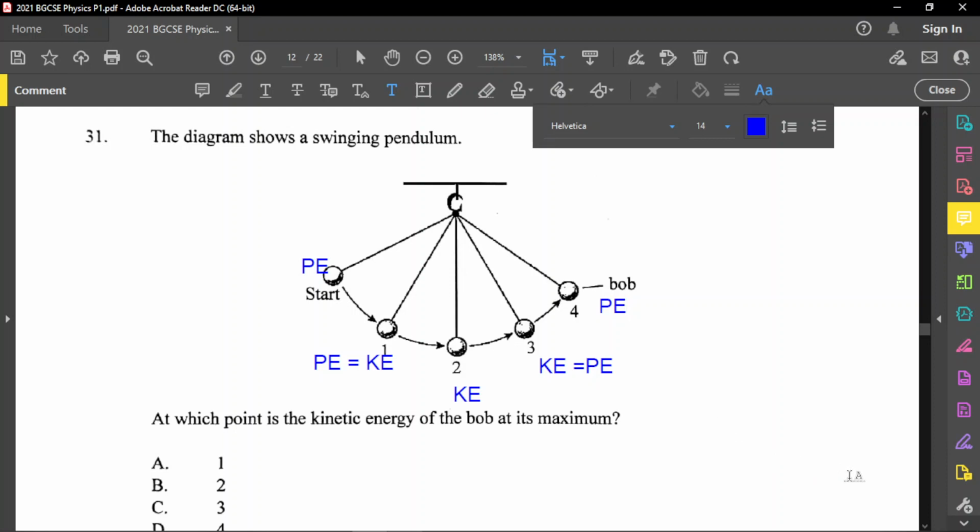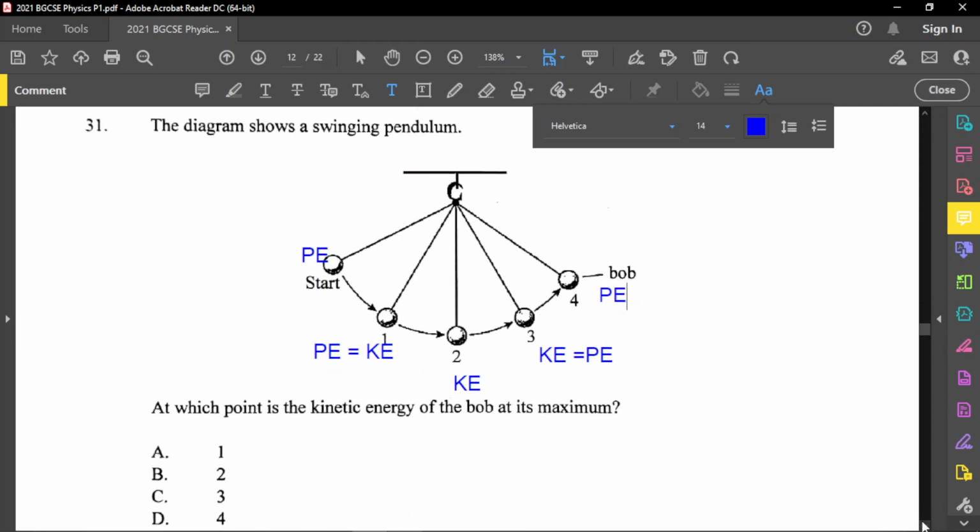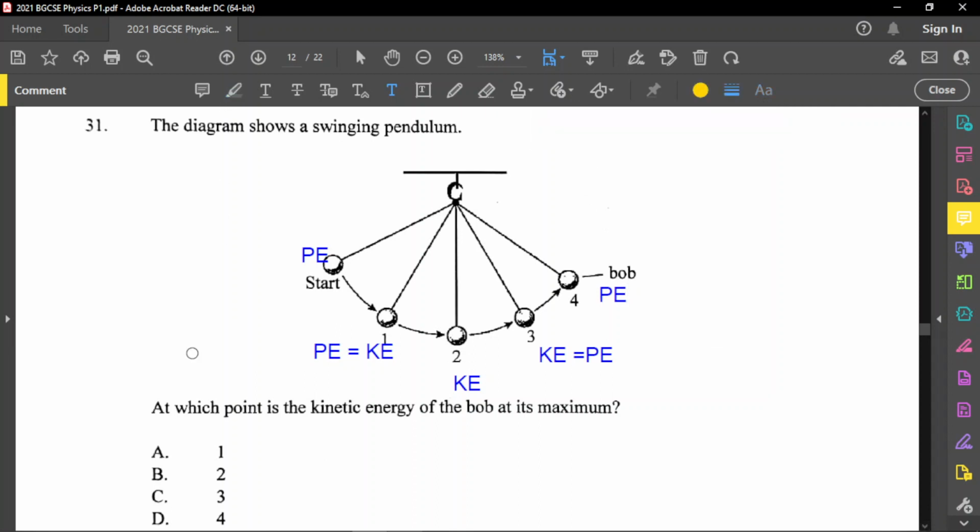So again, at which point is the kinetic energy of the bob at the maximum? That's going to be at point 2. Point 2 is the maximum kinetic energy. All kinetic energy, as a matter of fact.